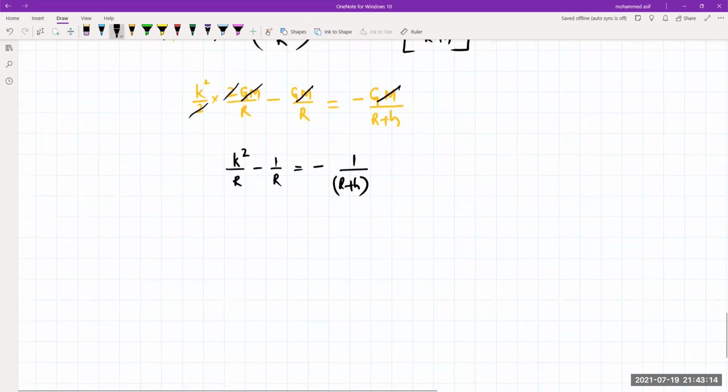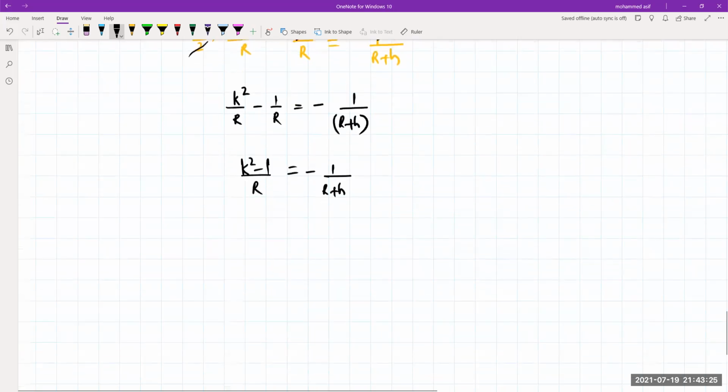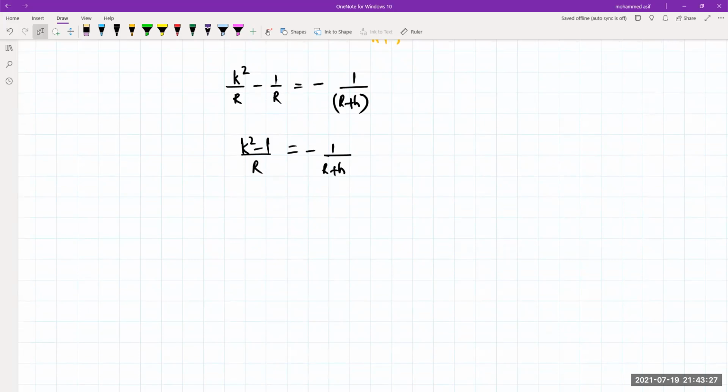So in this one, K square minus 1 divided by R is equal to minus 1 by R plus H. If I take all the H terms and R terms on one side, this will become (R plus H) divided by R is equal to minus 1 by (K square minus 1). If I remove this minus sign, this can be written as 1 minus K square. So this will become 1 plus H by R is equal to 1 by (1 minus K square).